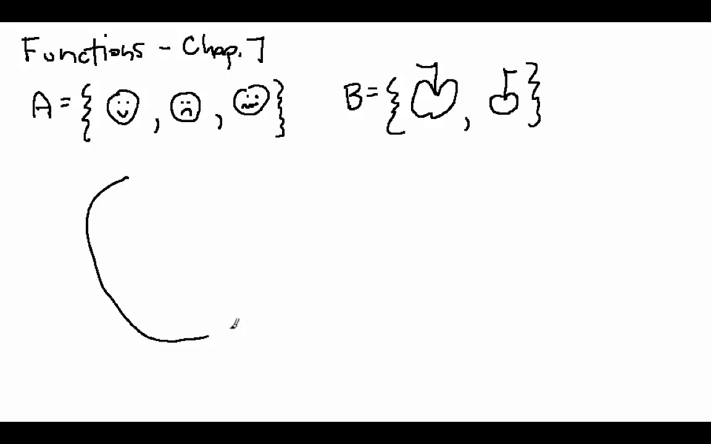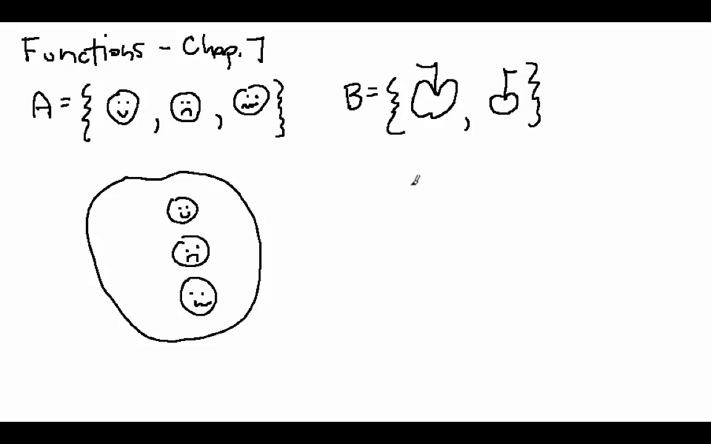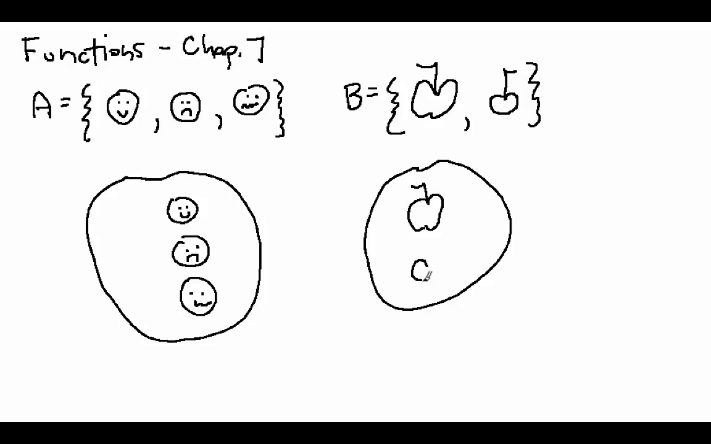So here is set A, and we have our 3 faces in it. There's angry face, there's sad face, there's happy face. And over here is my set B. And in my set B, I've got my apple and I've got my cherry.